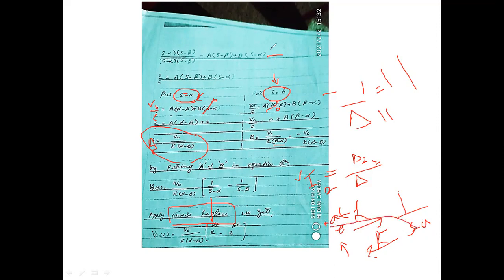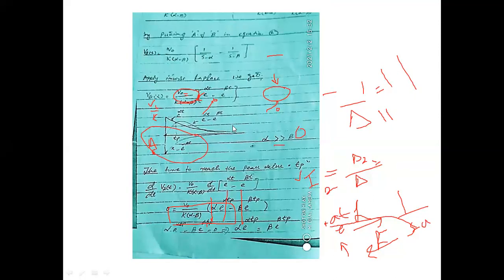And the inverse Laplace of this will be e raised to the power plus beta t. That minus is because of this minus. So by putting the values of a and b in equation number 6, we will get this, and by applying the inverse Laplace we will get this. Now this is the final equation for v2, the voltage drop across the capacitor v2.